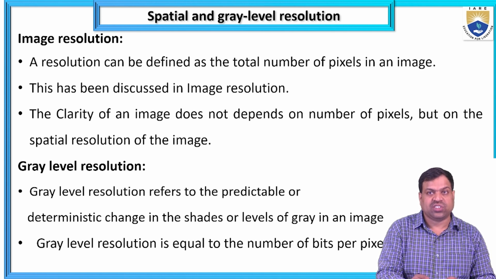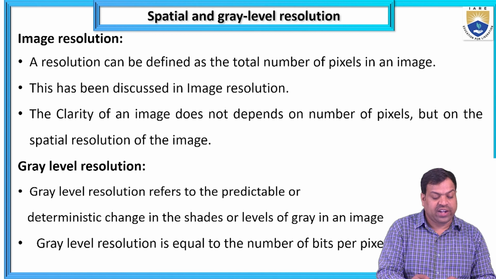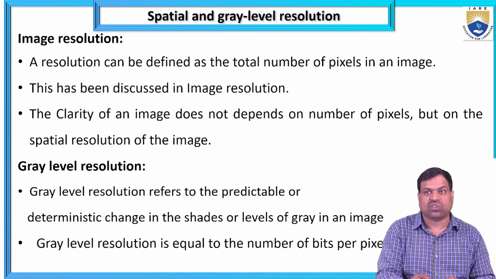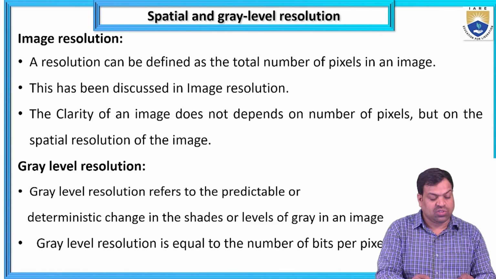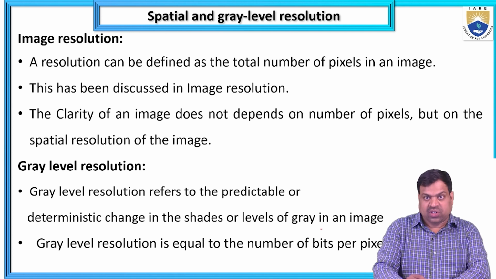This is discussed under image resolution. The clarity of an image does not depend on the number of pixels, but on the spatial resolution of the image. The gray level resolution refers to the predictable or deterministic change in the shades or levels of gray in an image, and gray level resolution is equal to the number of bits per pixel.